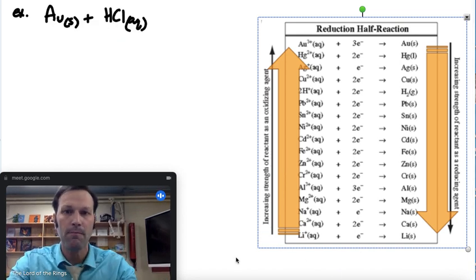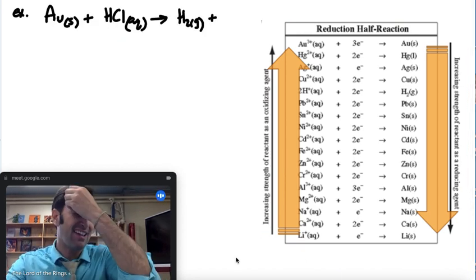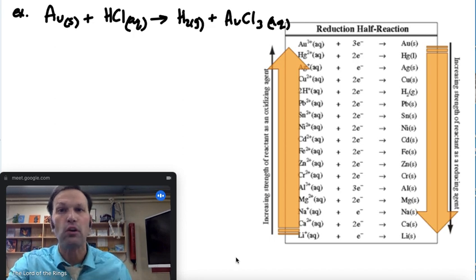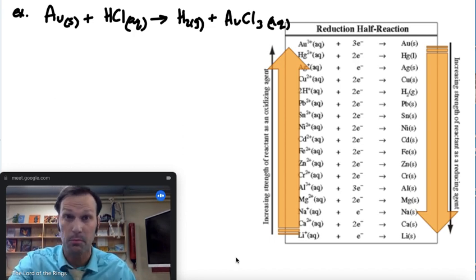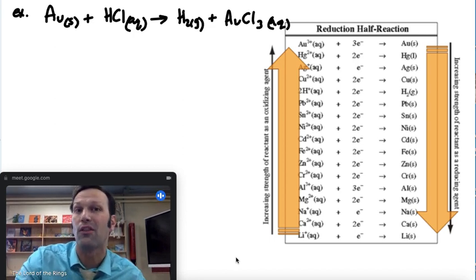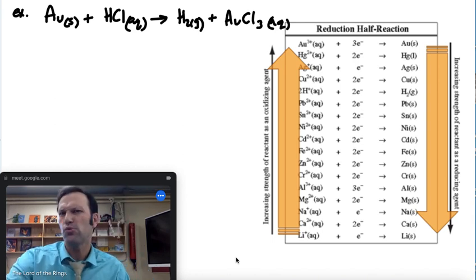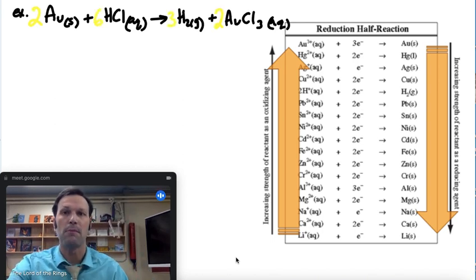Lightning speed. All right, here we have the table, and of course we need a reaction. So it looks like gold is reacting with hydrochloric acid to produce hydrogen gas and gold 3 chloride. Okay, so here's my balanced equation that I did in my head, and now we have to look at the elements. So let's start on the left.